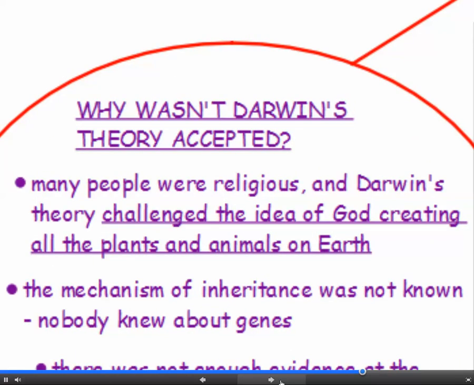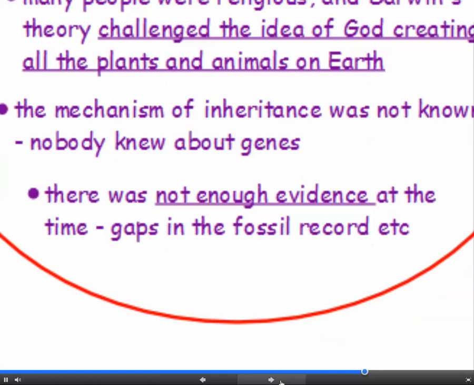Darwin's theory of evolution by natural selection wasn't accepted at first. People reacted with horror at this suggestion. Why? Well, at the time, many people were very religious, and Darwin's theory challenged the idea of God creating all the plants and animals on Earth in the 7 days of Genesis. And of course, the mechanism of inheritance wasn't known. Nobody knew about genes or DNA. And there wasn't enough evidence at the time. There were big gaps in the fossil record where there were no artifacts or anything to account for what had happened. So it just wasn't convincing evidence.